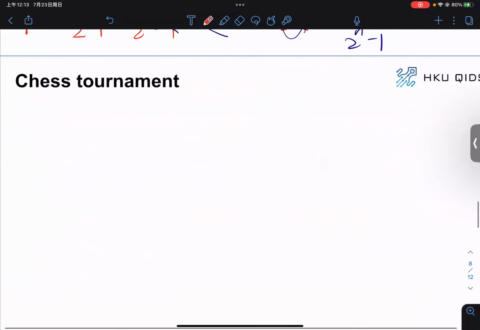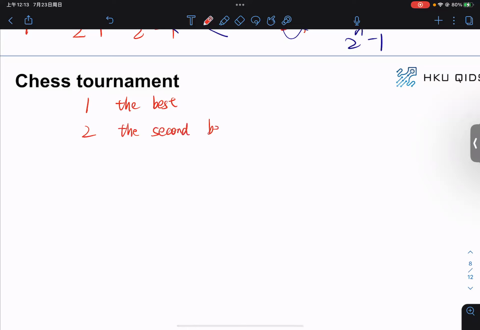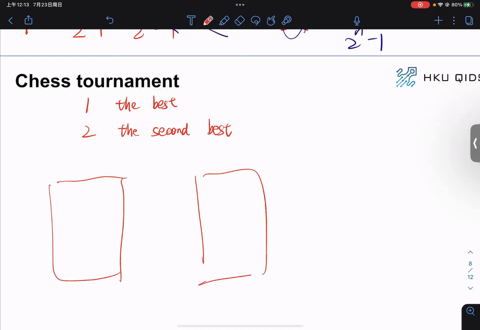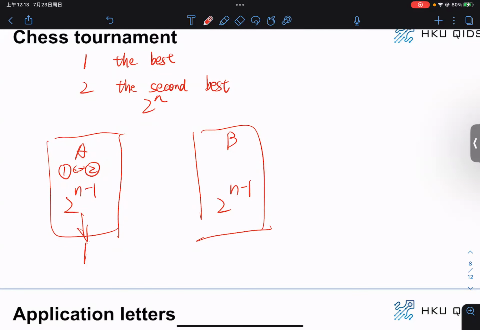If you think about it, the first player is the best, okay? And the second player is the second best. And if we want them to meet only at the last round, the only possibility is that in the first round, they are separated into 2 groups, right? So there are 2^n people. In group A, there are going to be 2^(n-1) people, and in group B, there should be 2^(n-1) people as well. As long as 1 and 2 are in the same group, they cannot meet each other in the last round, right? Because the first player must stand out from this subgroup, and his opponent in the last round must come from another group.